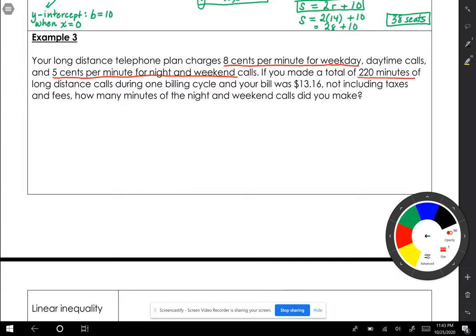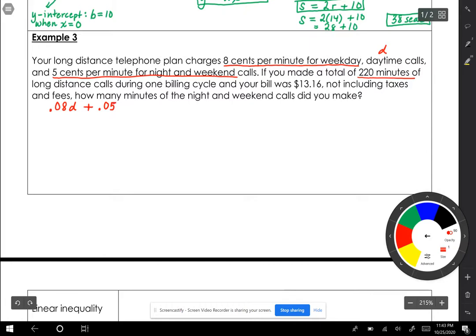We know the total number of minutes is 220, but we don't know how many daytime minutes there were. But we do know that daytime calls were 8 cents a minute. So we can let D be daytime calls. Each daytime call is 8 cents a minute, so 8 cents in dollars is 0.08 times D, plus we also have nights and weekends. Nights and weekends are 5 cents per minute, so that'd be 0.05.